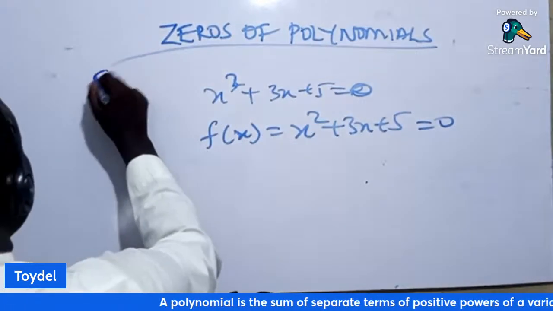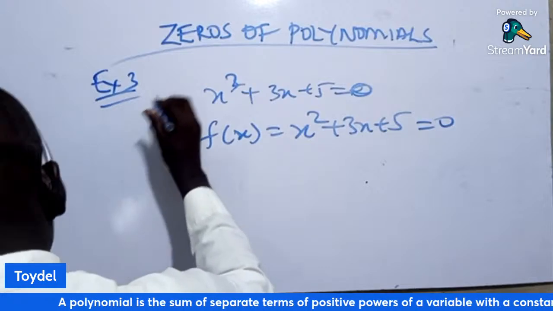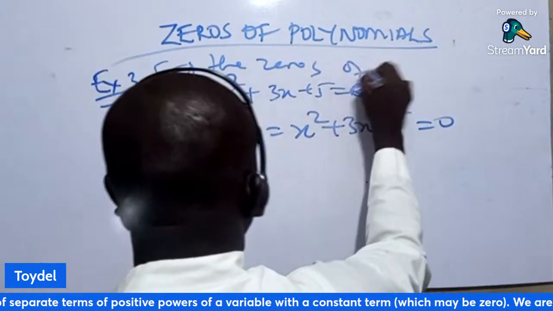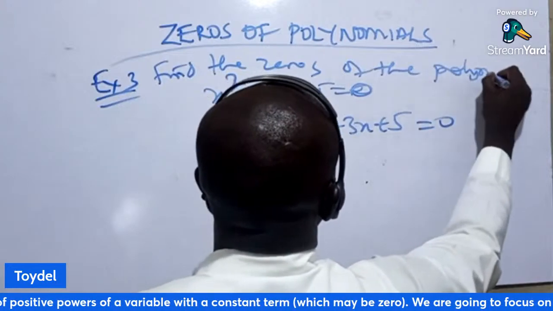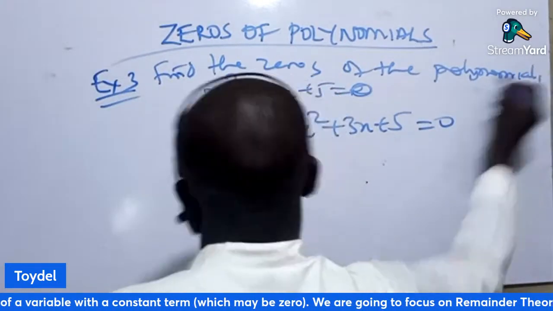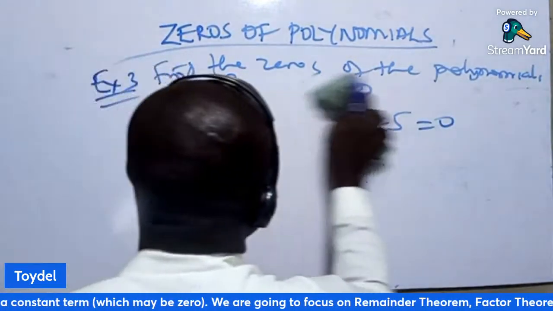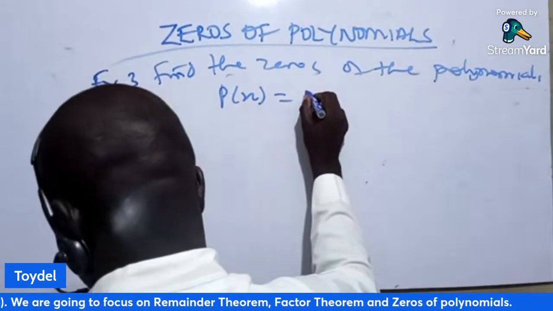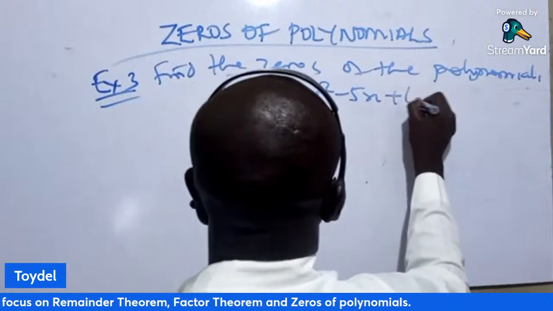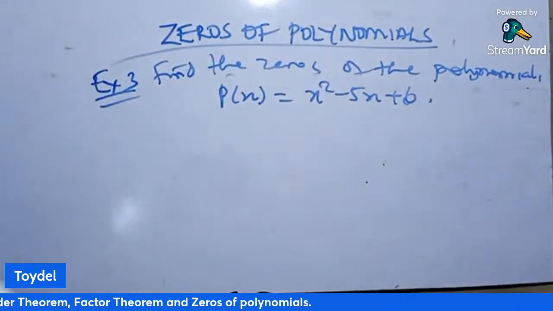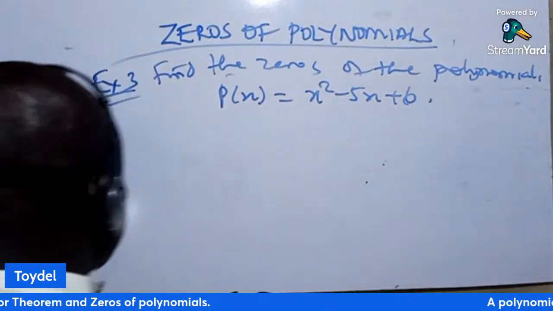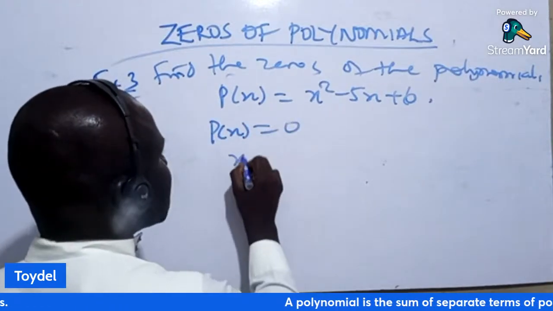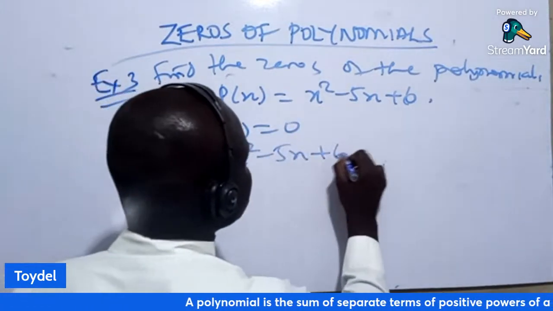For instance, let's say example 3. Example 3, we say find the zeros of the polynomial. So what is the polynomial? P of x is equal to x squared minus 5x plus 6. So how do we get the zeros of this polynomial? The only thing that we can do is that we put P of x to be equal to 0, so that x squared minus 5x plus 6 will be equal to 0.